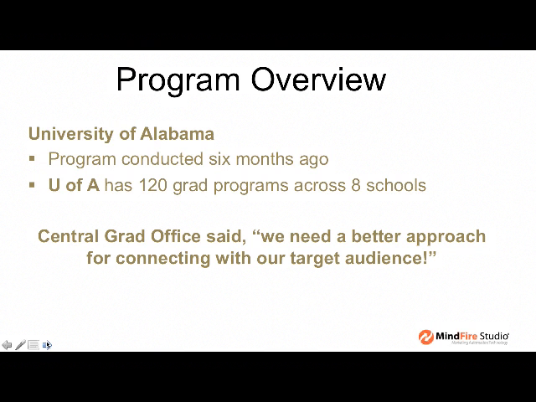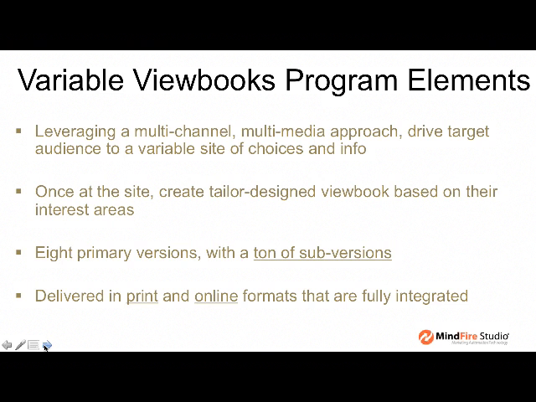So we run the gamut, but for them, and we find this with a lot of graduate departments, they have a variety of different grad schools. They're totally decentralized. So we had the central grad office working with us, who has 120 total different grad programs across 8 different grad schools. And their big problem is that they didn't have one comprehensive tool that could help with engaging prospective students and nurturing that relationship. They said they needed a better approach on how to connect with their target audiences for the different schools. And they needed something that would be easy for the different school admissions departments to get on board with as well. So hence variable viewbooks.